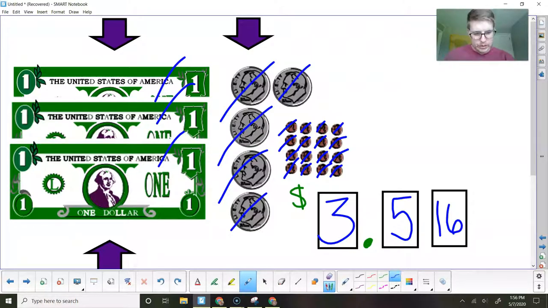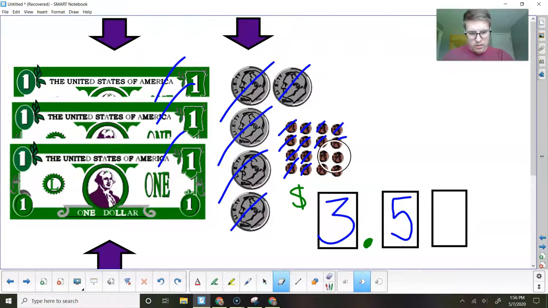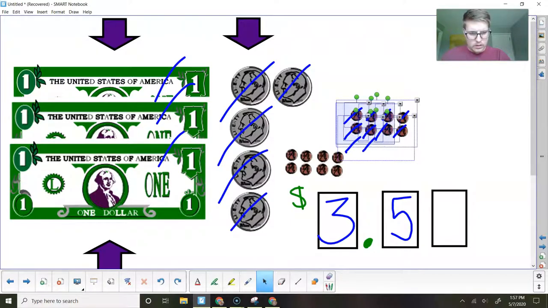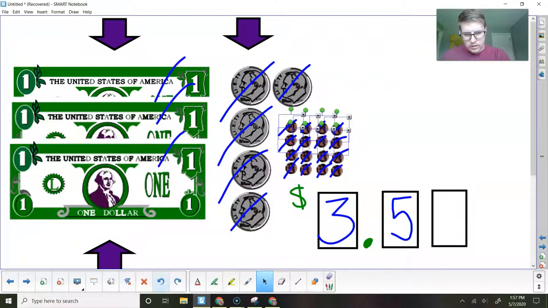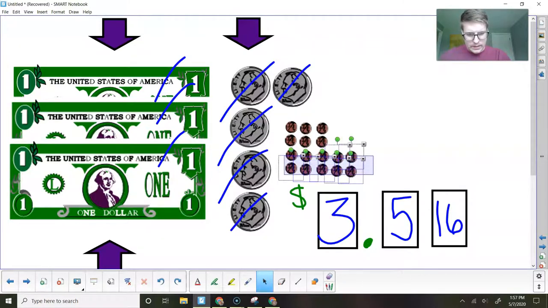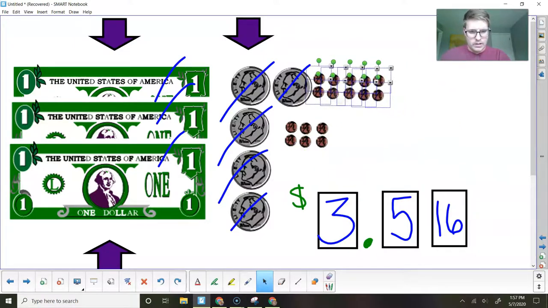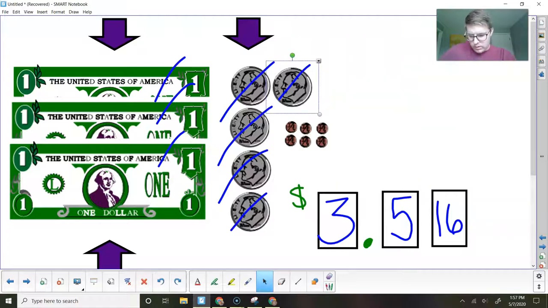Wrong. I have to regroup. Silly Mr. R. You can only have up to 9 in the place value. So let's go back to my pennies. 1, 2, 3, 4, 5, 6, 7, 8, 9, 10. I need to take all these pennies. Sorry, boys and girls. I need to take 10 of these and exchange it for a dime. So let's do that. I'm exchanging it for a dime.